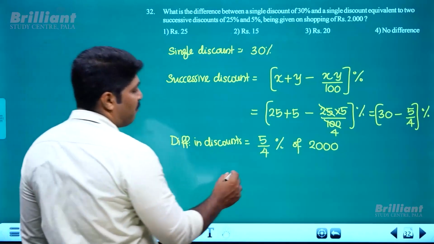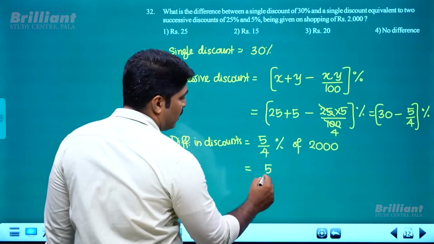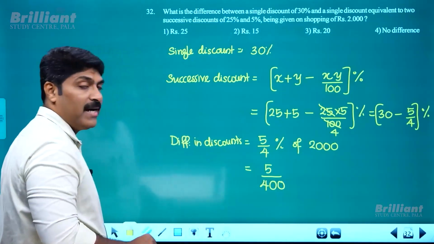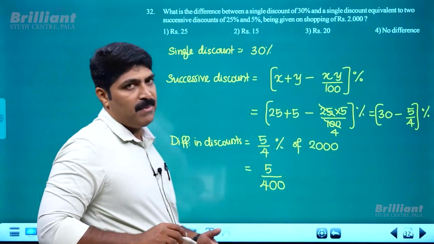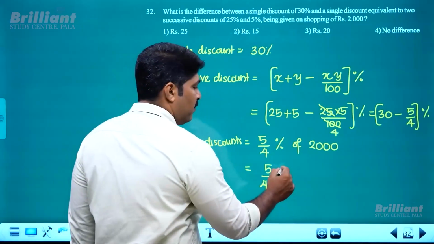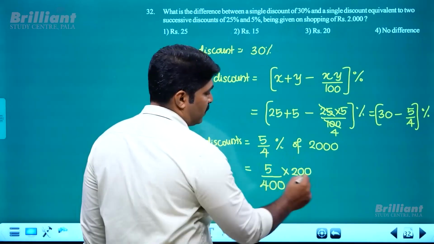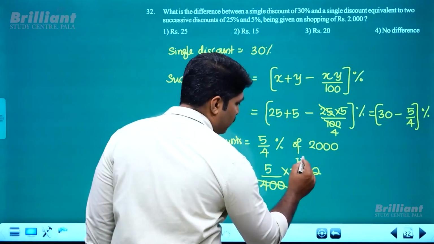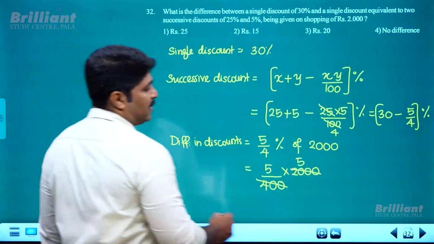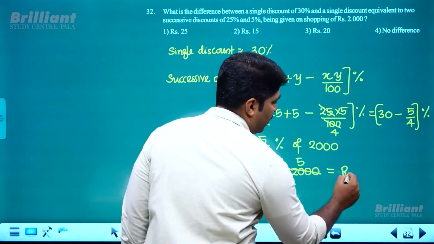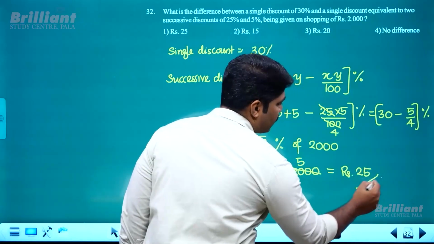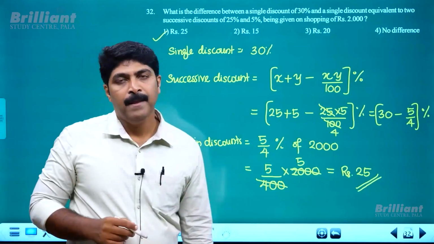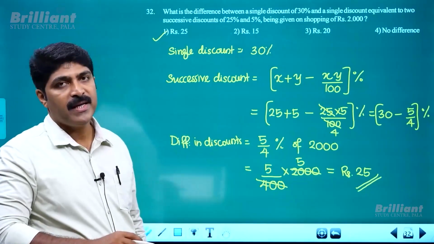How to simplify this one? 5/4%, how to write it? It is 5/4. This percent we have to consider as a divided by 100 operation, because the value of the percent symbol is nothing but 1/100. So this is 5/400 of 2000. Simplifying this, how many 400s will make 2000? That is 5 times. Therefore this is nothing but 5 into 5, rupees 25. So this rupees 25 is the difference in the discount amount. Understand this result? Like this way we can get the answer.